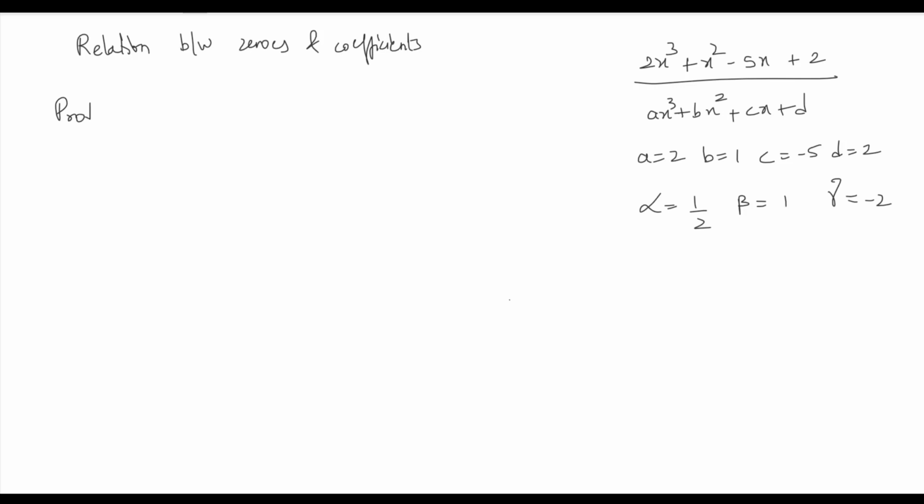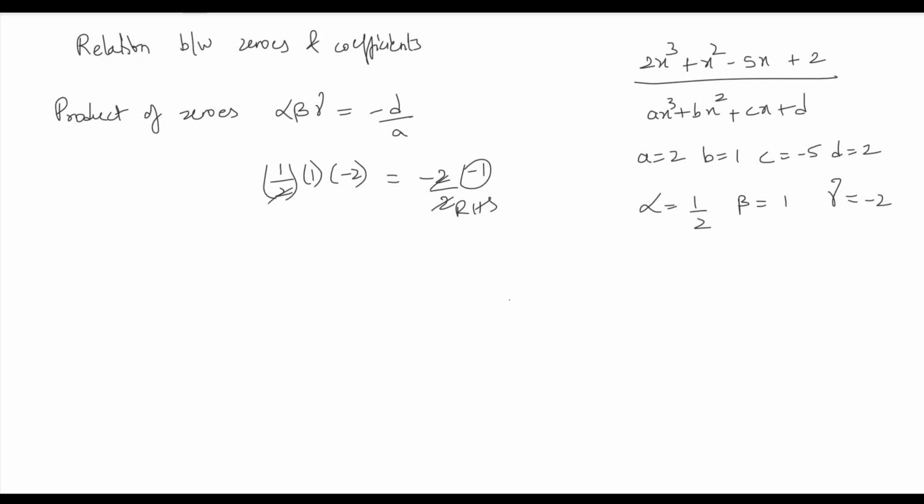Let's do for product of zeros. That is alpha beta gamma, which is equal to minus d by a. Here alpha is 1 by 2, beta is 1 and gamma is minus 2, whereas our minus d is minus 2 by 2. Hence we get our right hand side as minus 1, whereas on our left hand side 2 and minus 2 get cancelled, you will be left with minus 1. Therefore LHS is equal to minus 1, RHS is equal to minus 1, hence verified. So this is how you have to solve these questions.